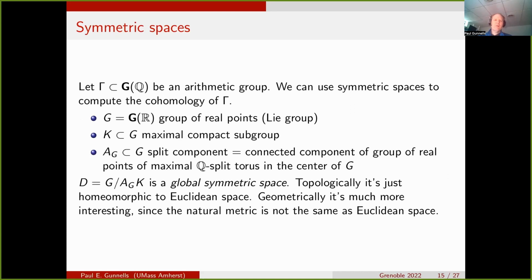We're headed for cohomology, but since our approach is primarily topological, I need to talk about the spaces that we use to actually do computations with. So let's take an arithmetic group, and I'm going to build a space that I can use to compute cohomology with, and it's going to be called a symmetric space. So how do I do that?